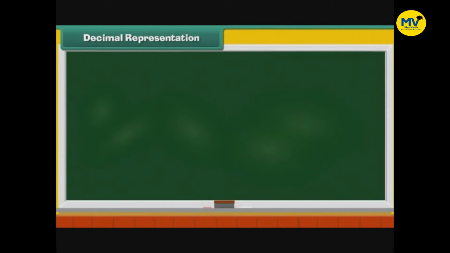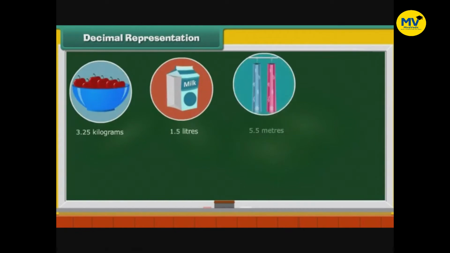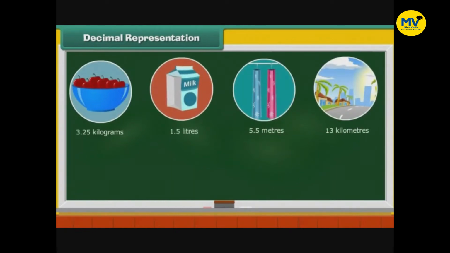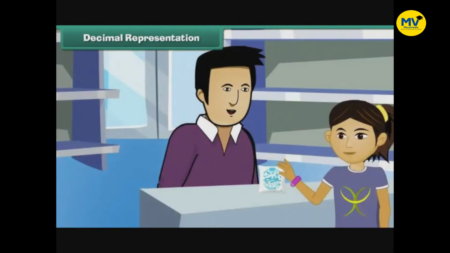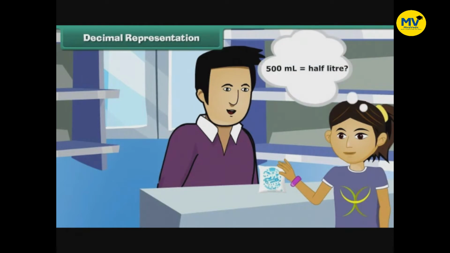Decimal representation. In real life, we use decimals extensively to express quantities and lengths. Let us now represent in decimal form liquid quantities, solid quantities, and lengths. Savita's mother asked her to get a half-liter milk pouch from Mother Dairy. When she went to buy it, the person at the booth handed her a 500 ml pouch. Savita was confused. Is 500 ml the same as half-liter?